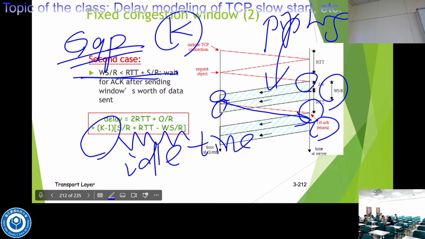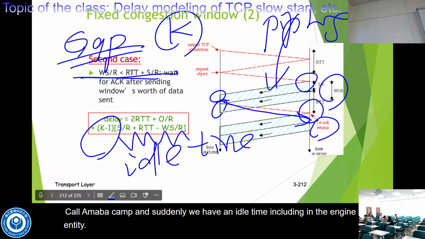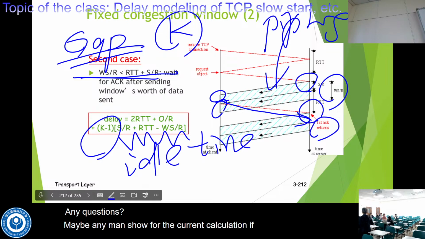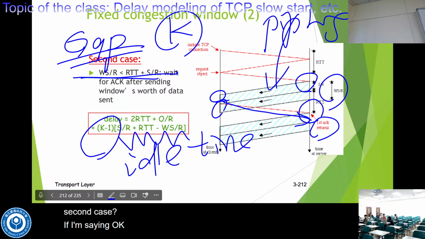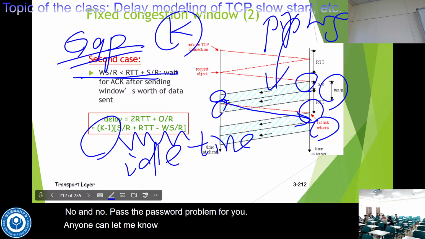So about the gap, we include the idle time in the end-to-end delay. Any questions? Maybe let me make sure. For the current calculation, if we have a gap for the second case, if you think okay, then raise your hands. About the current calculation? No. What's the possible problem for you? Anyone can let me know? Well, you don't understand well.